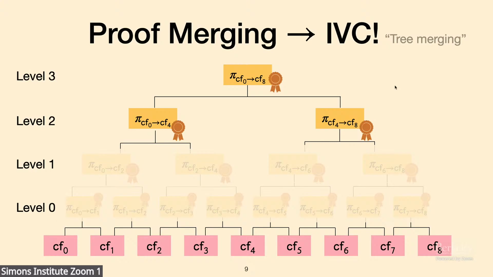Yeah? By one you mean two. Where? By one proof per level you mean two proofs per level. No, after you merge, you only have one. Yeah, after you merge, yeah. You want to maintain that after you finish proving, you only have one proof per level.